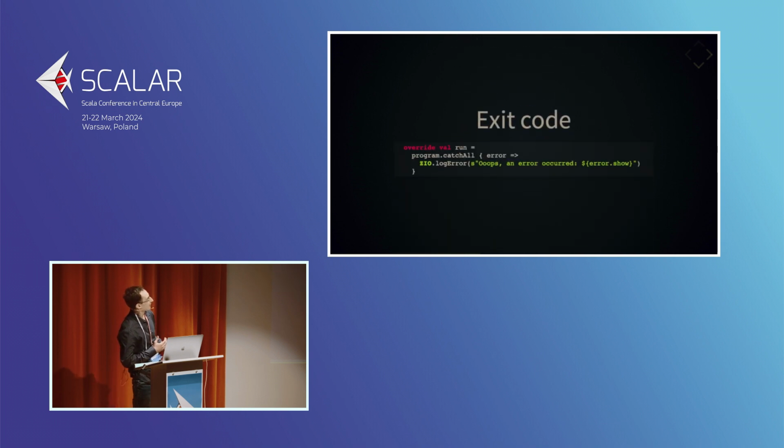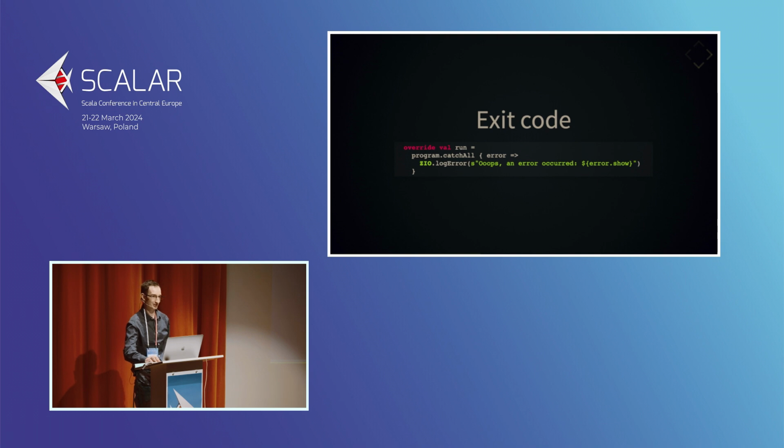Okay, but let's have a look at this code, right? You have a program, then you have a catch-all, you have some error, you just log it. And imagine the program fails. What happens then? You log the error, and to the operating system, what is returned? Exit code 0, which means success. So if the restart policy only restarts in case of failure, this will not work. I know it's trivial, but sometimes it happens.